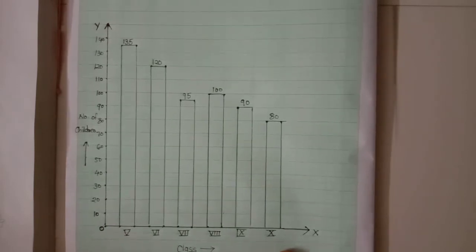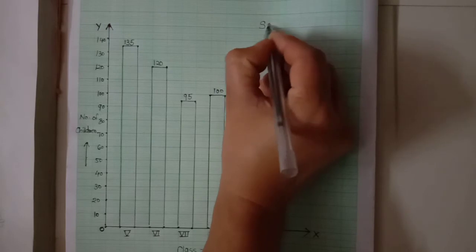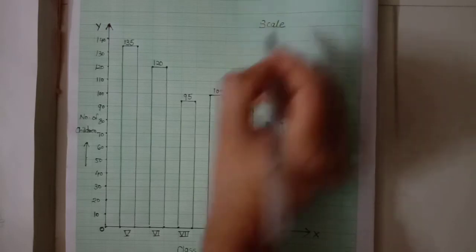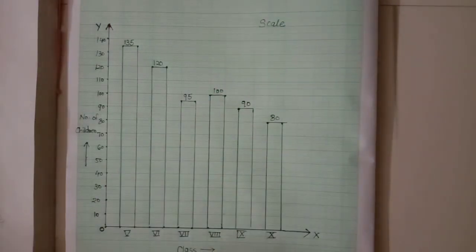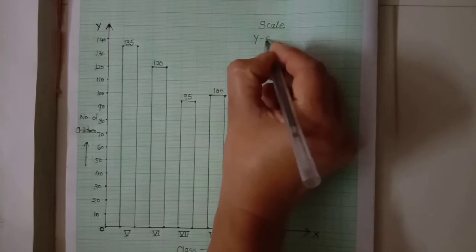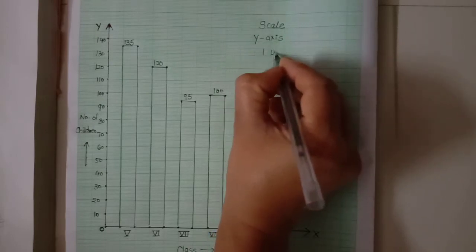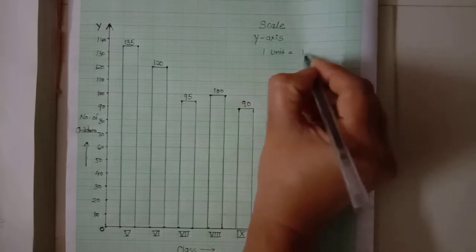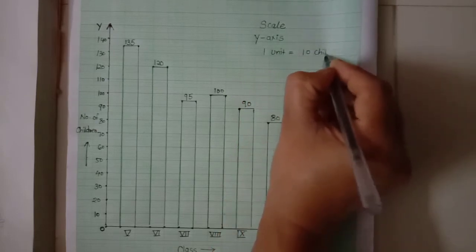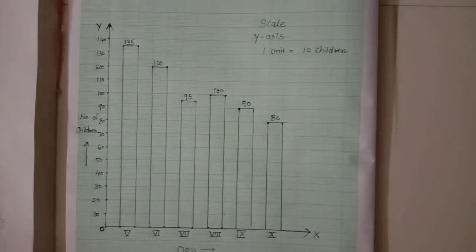Now one thing is left. What do we have to write here? We will write here the scale. Whichever scale we are taking here, that we will write here. On which axis are we taking the scale? On the y-axis. So in the y-axis what are we taking? 1 unit equal 10 children. It is very necessary to write the scale, student.